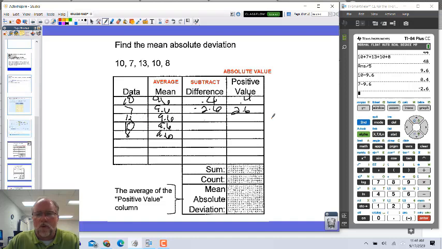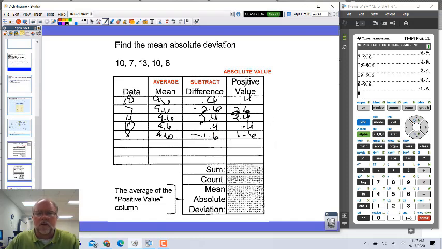Now we do the next one, 12 minus 9.6. We end up with 2.4. Then do the same thing here, 10 minus 9.6. Enter, and we get 0.4 again, because it's positive. And then 8 minus 9.6, we end up with negative 1.6. So we write that as 1.6.